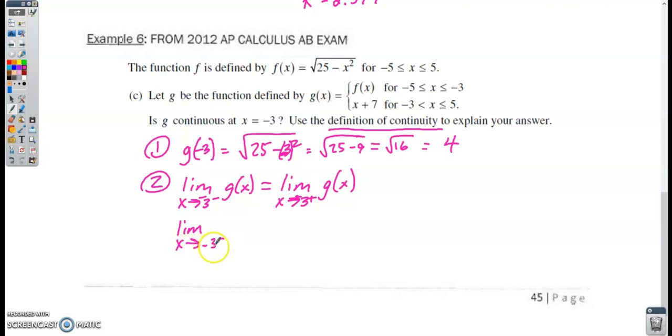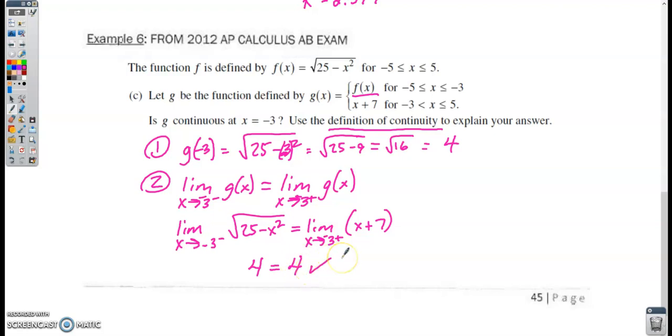So as x approaches negative 3 from the left, f of x is my function. So that's going to be the square root of 25 minus x squared. And that has to be equal to the limit from the right, which is the right-hand piece. And this limit we actually found when we found the function value, that's 4. And when we put negative 3 in here, again, that's 4. Okay, so the limit as x approaches negative 3 of g of x is equal to 4.